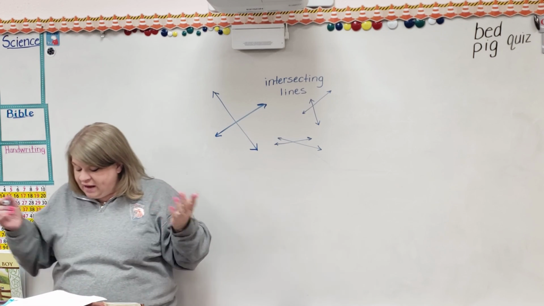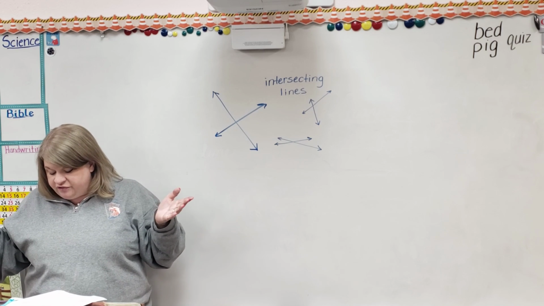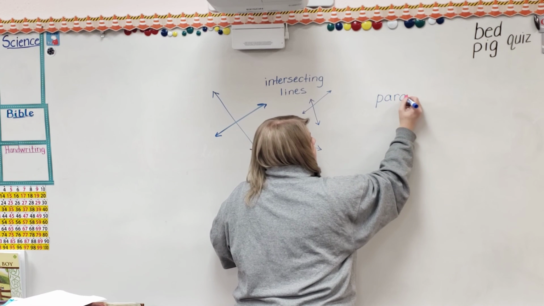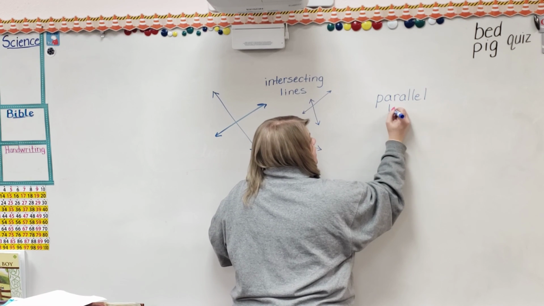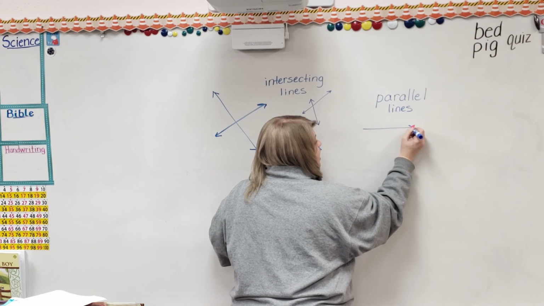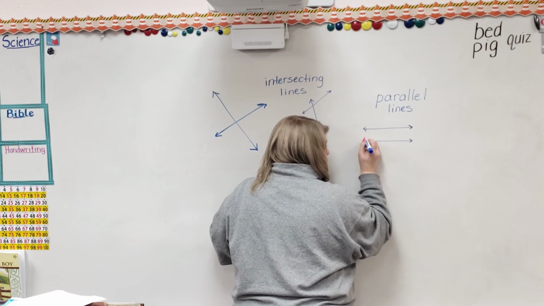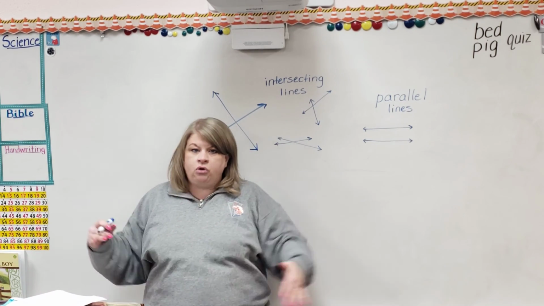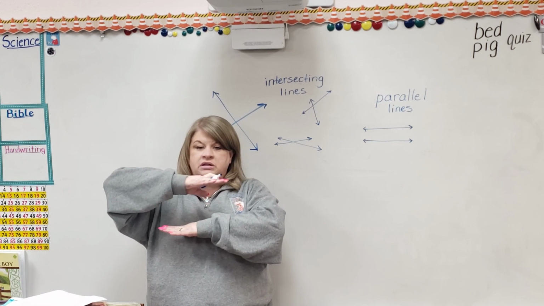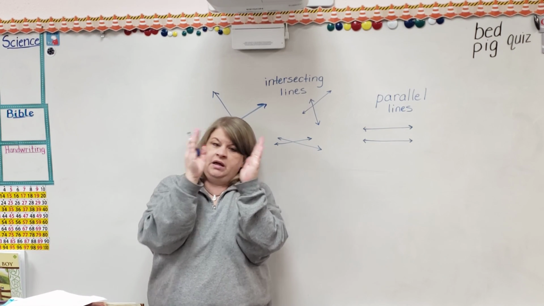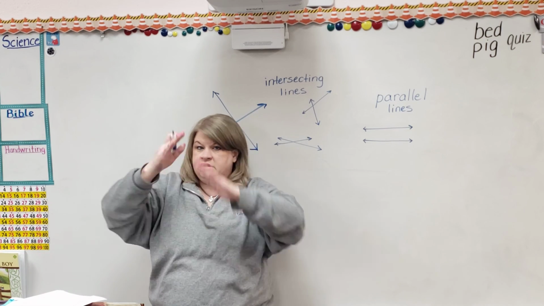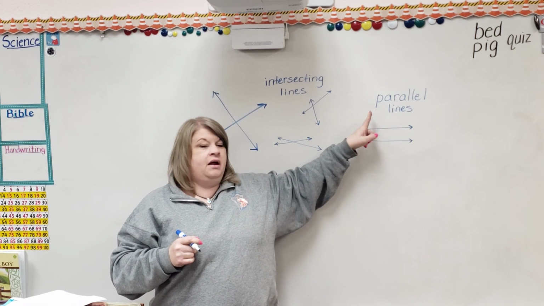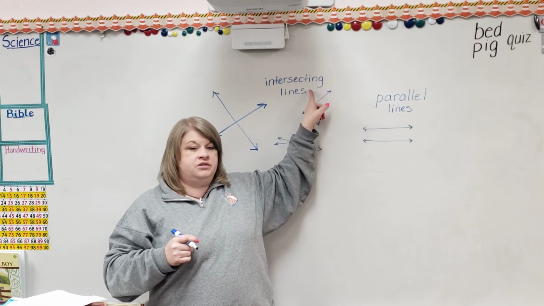The next one, parallel lines on a flat surface that never intersect. Okay. Parallel, P-A-R-A-L-L-E-L, lots of L's. Parallel lines never, ever will cross. Doesn't matter how far out they go. They will never cross. Those are called parallel lines. They can go this way, they can go this way. It doesn't matter. If they don't ever touch, they're called parallel lines. Question, can parallel lines also be called intersecting lines?